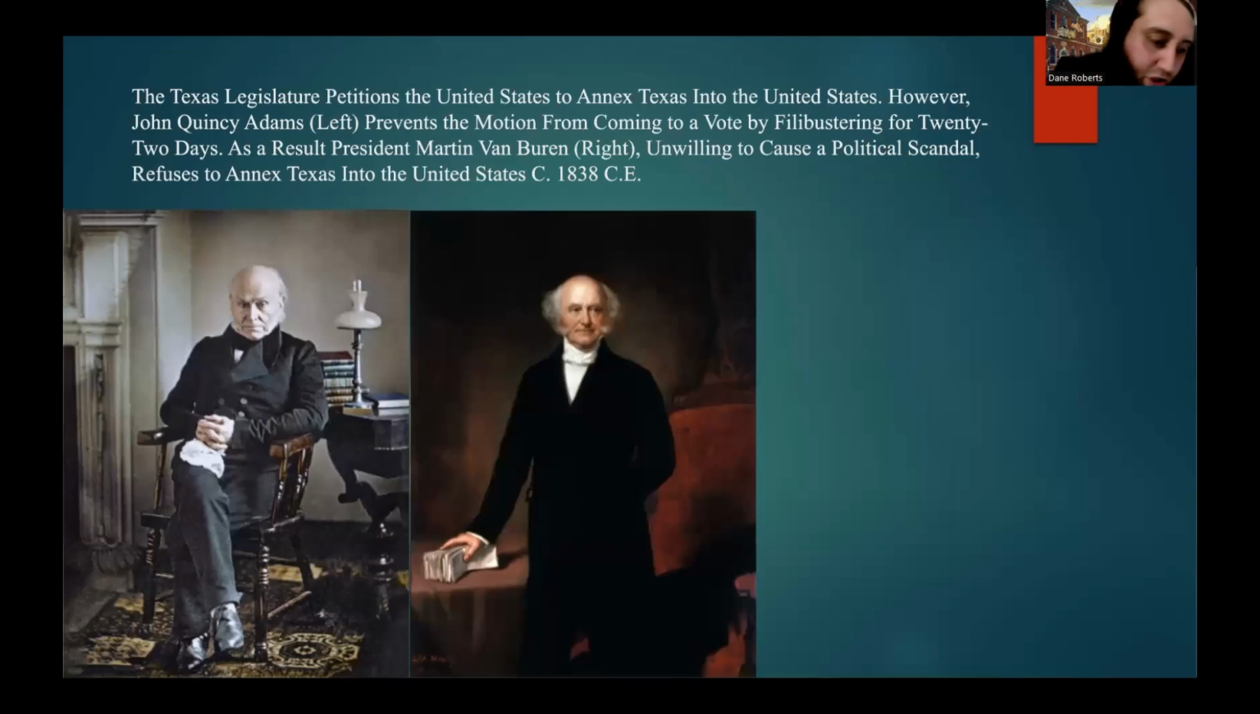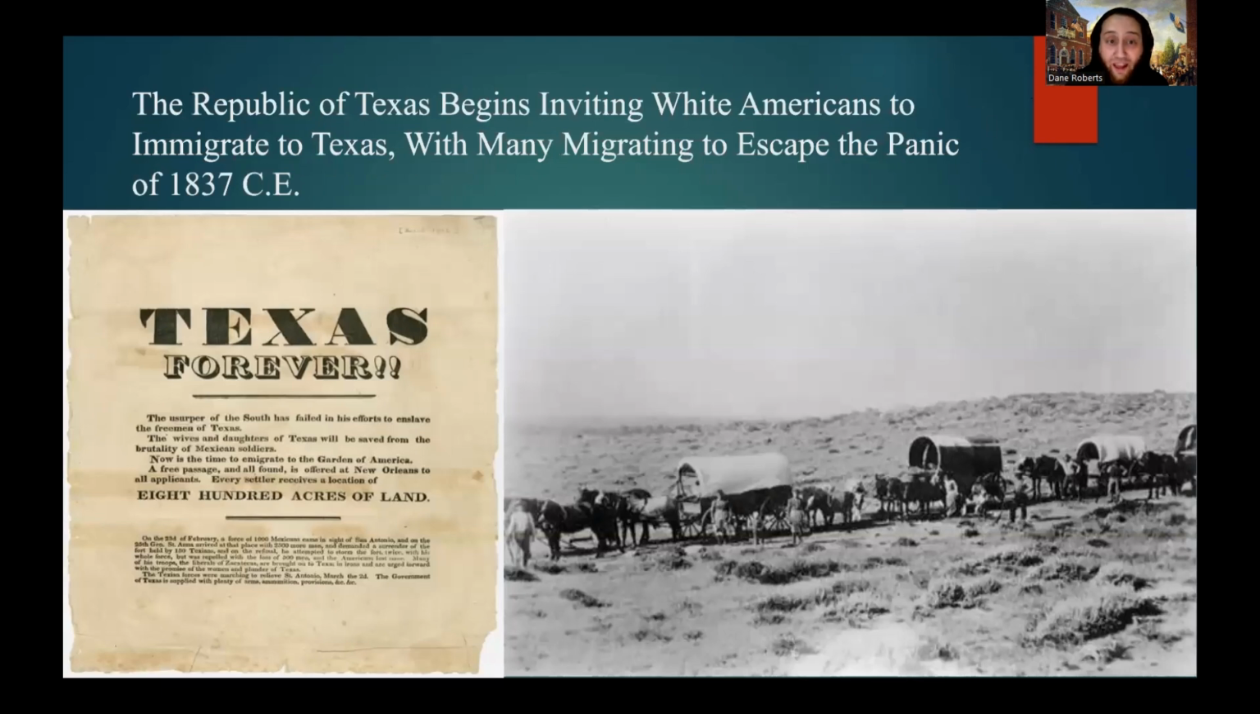Another thing that would happen just a year into Van Buren's presidency would be a petition by the Texas legislature to have the United States annex Texas into the United States. However, John Quincy Adams would prevent the motion from coming to a vote by filibustering for 22 days straight. As a result, Martin Van Buren, unwilling to cause a political scandal, would refuse to annex Texas into the United States. As a result, the Republic of Texas would begin inviting white Americans to immigrate to Texas, with many migrating to Texas to escape the Panic of 1837 that was still very much raging.